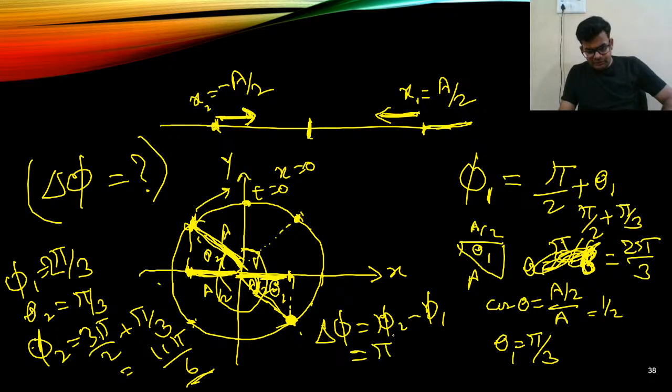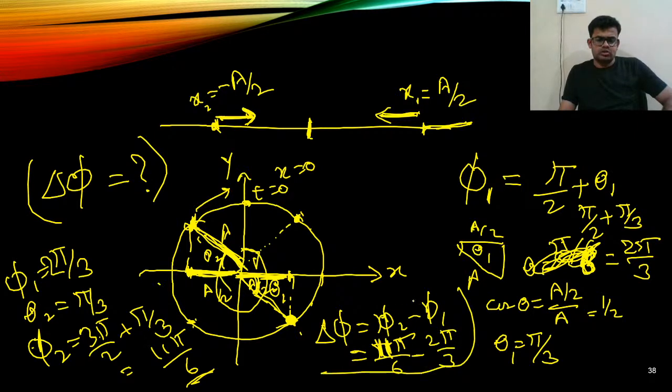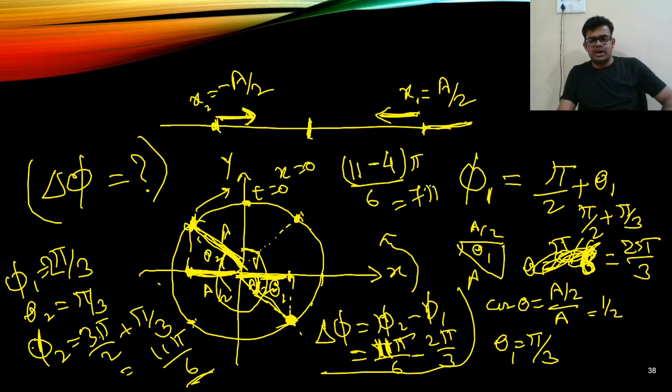So 11 pi by 6 minus 2 pi by 3. Let us take its LCM and solve it. So I am writing here. If I take the LCM, this will be 6, and here I will get 11 pi only, and this I will get 4. So the answer is 7 pi by 4.